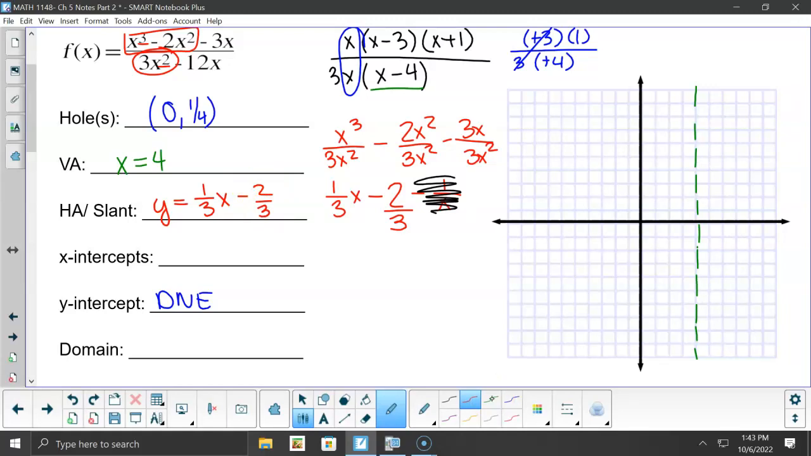Now, x-intercepts. All right, x-intercepts are when y equals 0. And do we remember the quick way of finding that? It's any of the leftover factors on the top. Okay, so x minus 3 and x plus 1. So, yep, I've got 3, 0, and I've got negative 1, 0.